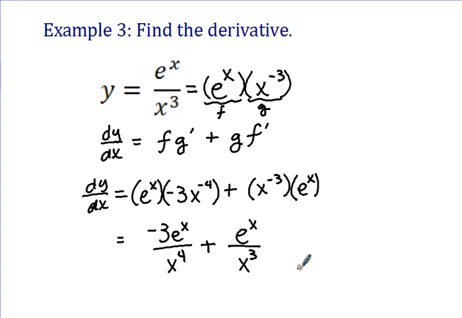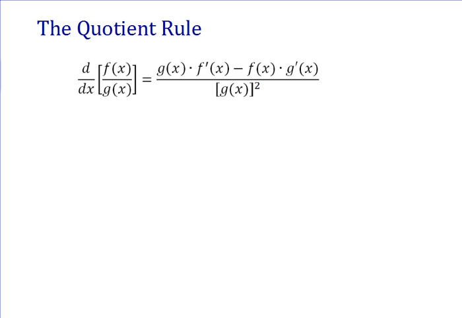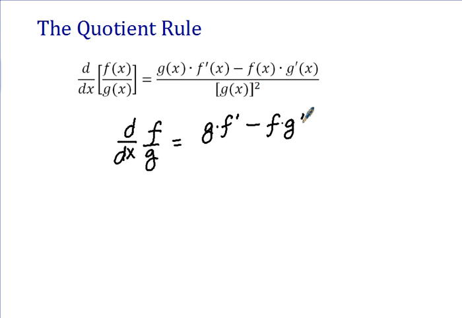Let's move on to the quotient rule. Quotient rule is just a little bit more complicated than the product rule. If we're taking the derivative of f divided by g, the derivative is going to be equal to g of x times f prime of x minus f of x times g prime of x over g of x squared. Now again, we can write this without all of the of x's. Derivative of f divided by g is equal to g times f prime minus f times g prime over g squared.